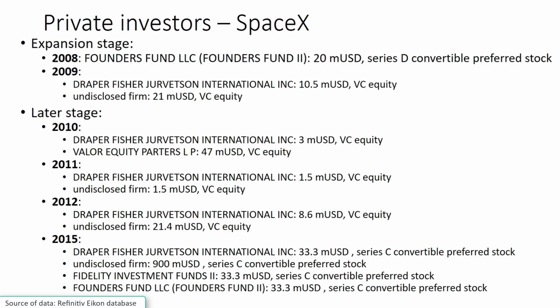After that, once they got the contract from NASA, after the last Falcon 1 did not explode and was able to deliver cargo, additional investors appeared immediately. There is this Founders Fund LLC, which provided a small amount of capital, 20 million US dollars in convertible preferred stock. So we can see that it's a highly defensive investment, because you can convert this stock to bonds.